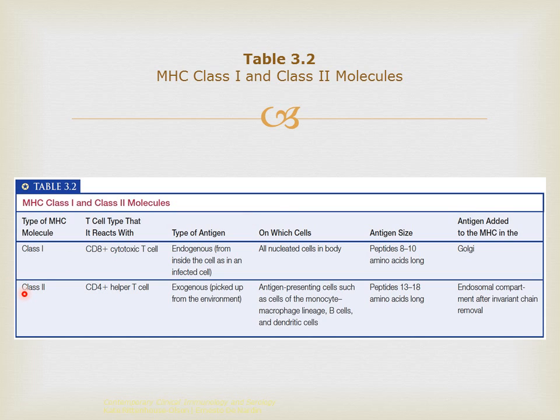Looking at class 2 molecules, they react with CD4 positive T cells, which are the helper T cells. These interact with exogenous antigens. This is most bacteria that have been phagocytized by phagocytic cells. They're found on antigen presenting cells, such as cells of the monocyte and the macrophage lineage, as well as B cells and dendritic cells. Peptides are a little bit longer, 13 to 18 amino acids. The antigen is added to the MHC in the endosomal compartment after the invariant chain has been removed.